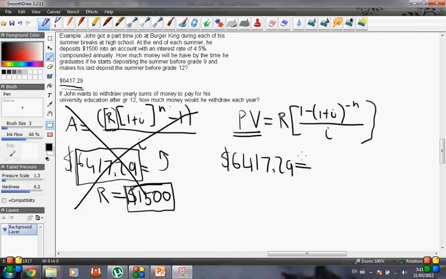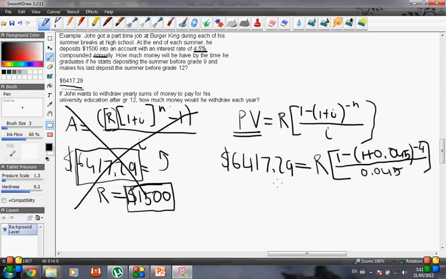So we're trying to go off the beaten track here and go for something a little more extravagant. So input our variables. The R amount, we do not know that. That is what we're trying to find: how much money would he get every year? It is equal to 1 minus 1 plus i, which is 0.045, because it's a 4.5% interest rate per year, compounded annually, and he's also withdrawing per year, to the power of negative 4. Let's assume that he has 4 years of university. Over 0.045, the interest rate.